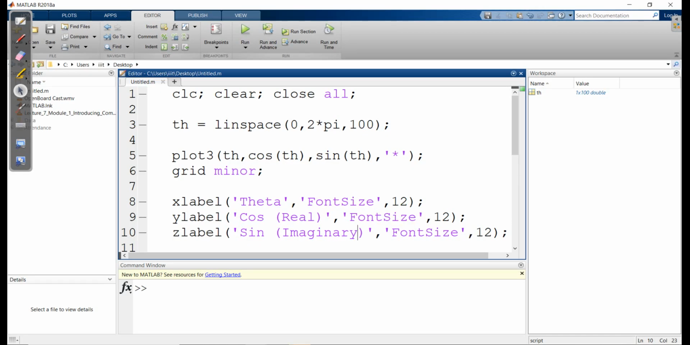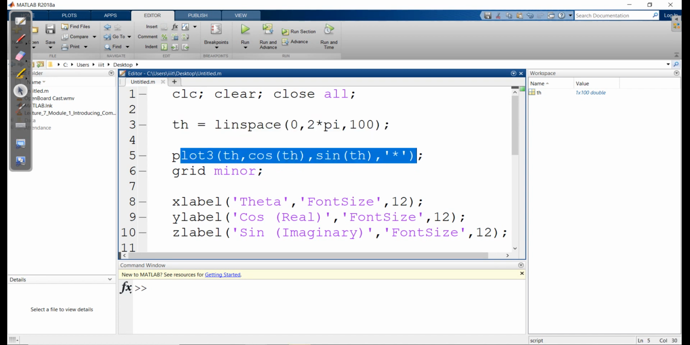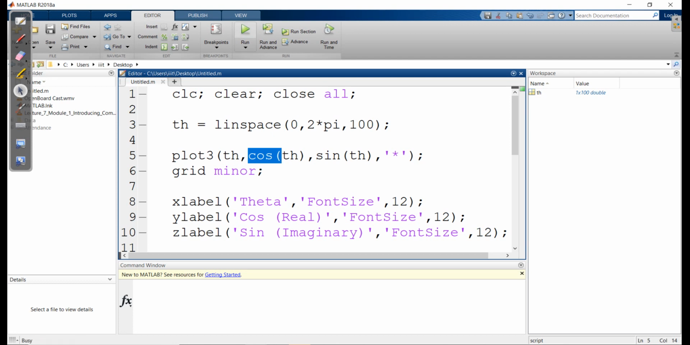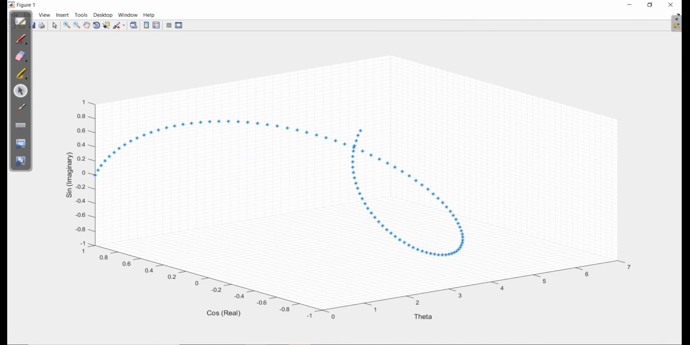I've written a couple of lines of program here. I'm varying theta from 0 to 2 pi for 100 points, and I've simply plotted the graph of theta versus cos theta and sin theta. If I run this, you can see this beautiful representation of the exponentials. This looks like a kind of spherical structure.